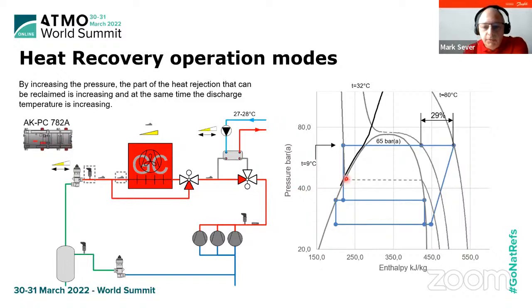First, we will increase the pressure. And by increasing the pressure, you see this valve is now turned on, so all the mass flow goes through this plate heat exchanger. We are increasing the possibility to recover. So from 8 to 10%, we now are on the level of 30% when we are reaching 65 bars.